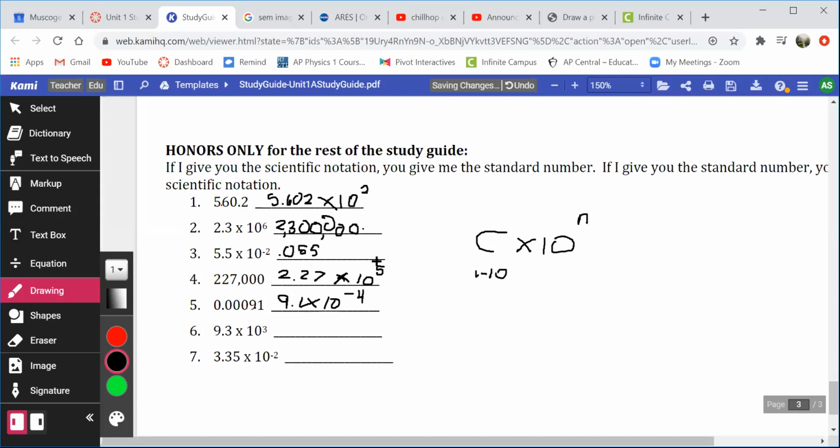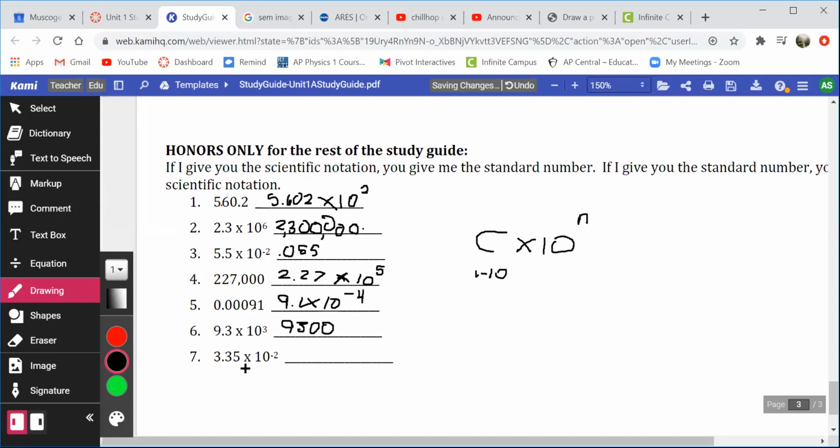Alrighty. Now let's look at number 6. What direction am I moving the decimal and how many times? To the right 3 times, which means adding 2 zeros. All right, so it's going to be 9300. So that's going to be 9,300.